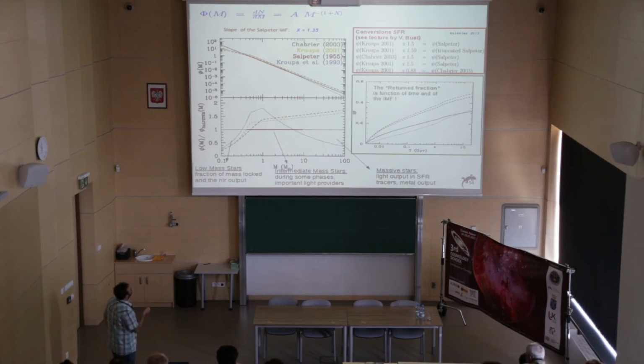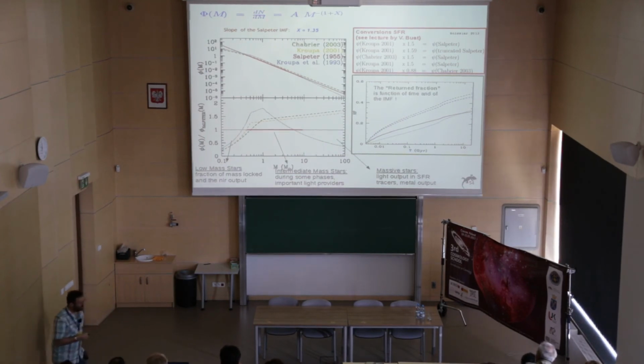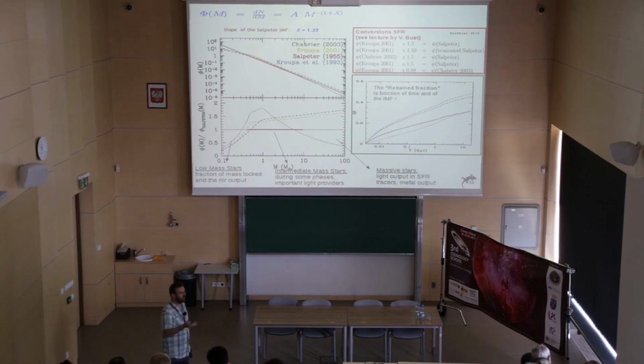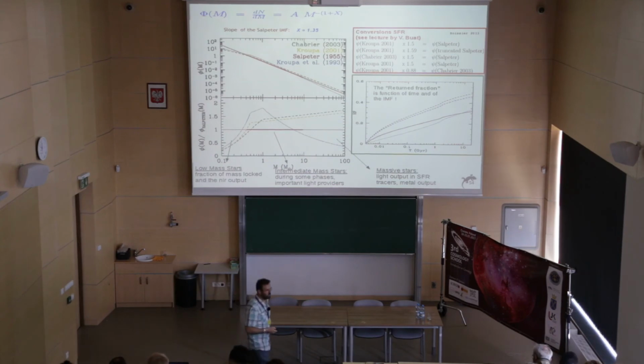Here you have also a table that tells you values that have been proposed in the literature to convert from one IMF to the other one in terms of measurement of star formation rate. Because as I said, of course, if the massive end is different, and you measure something coming from massive stars, you have to assume an IMF to derive the complete star formation rate. And depending on the one you assume, you can see factors that go from 0.8 to 1.6, right? So that's also something to take into account when you measure star formation rates.